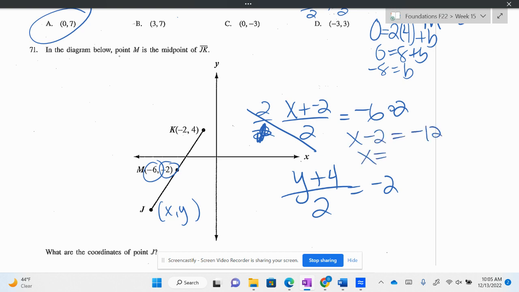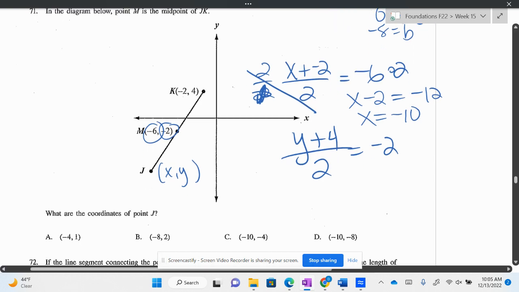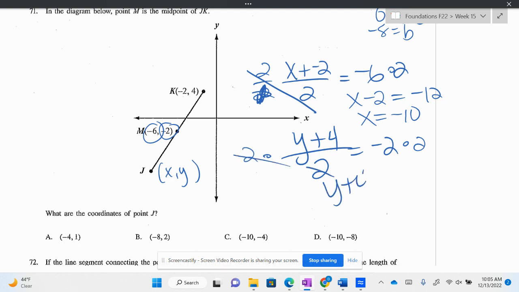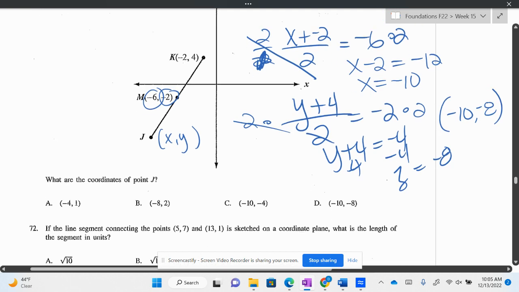When I add 2 to both sides, I find out that the x coordinate is negative 10. And the y coordinate, when I multiply both sides by 2, y plus 4 equals negative 4. When I subtract 4 from both sides, I find out that y is negative 8. So the coordinates for j were actually negative 10, negative 8.